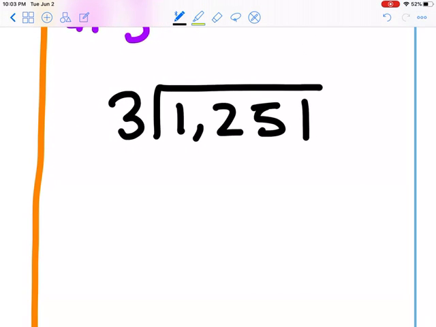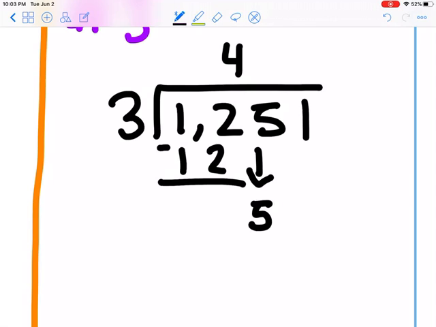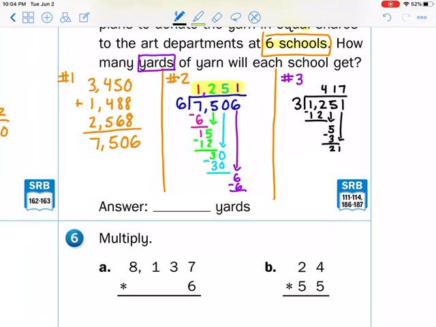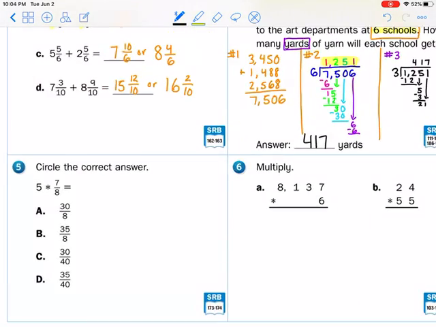1,251. Okay. 3 cannot go into 1. So instead of putting a 0 there, I'm just going to leave it blank since it's the start of the number. 3 can go into 12 4 times. And 4 times 3 is 12, so I have no remainder. So I'm going to bring the 5 down. 3 cannot go into 5 evenly, but it can go into 5 1 time. 3 times 1 is 3. 5 minus 3 is 2. And I'm going to bring that 1 down. And I know that 3 can go into 21 7 times. So your answer is 417 yards will go to each school.